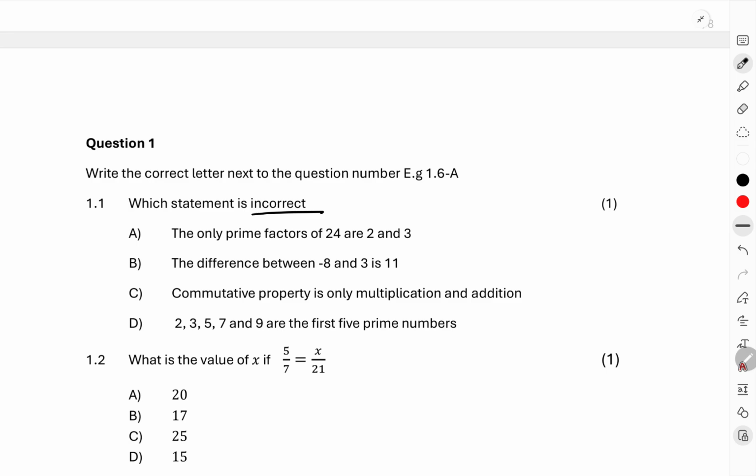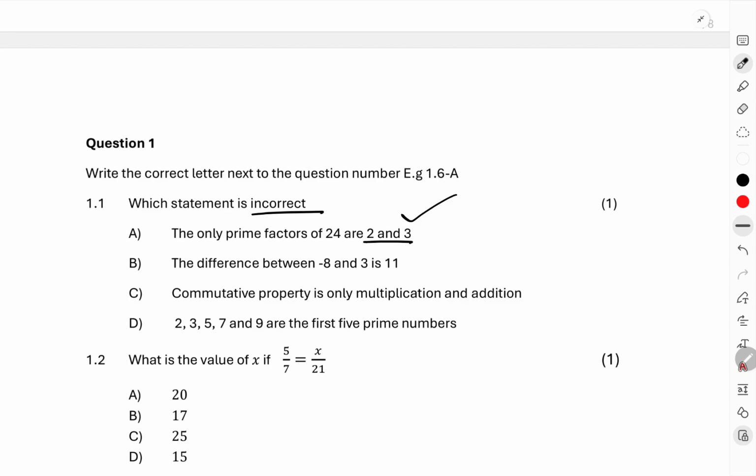The prime factors means what we get if we decompose 24. Let me start with the first prime number, which is 2. How many times does 2 go into 24? It goes 12 times. I decompose with another 2. It goes 6 times. I decompose with a 2. It goes 3 times. I decompose with a 3. It goes once. So it says the prime factors of 24 are 2 and 3, and when I look here, I only have 2s and 3s. Therefore, this statement is correct. But as we are looking for the one that is incorrect, let us go to B.